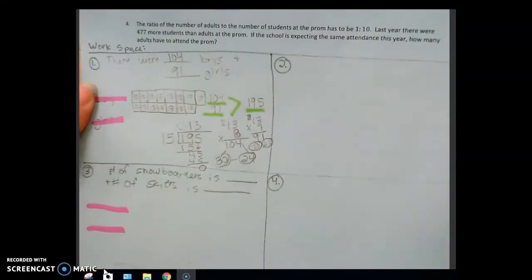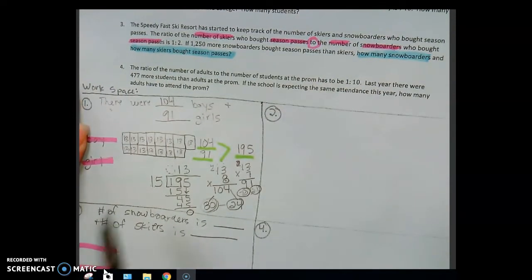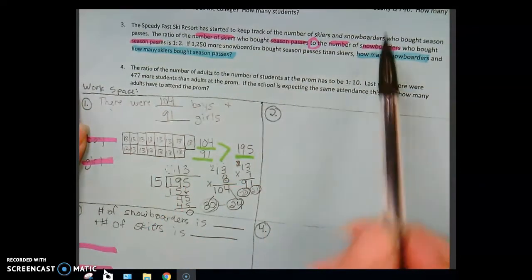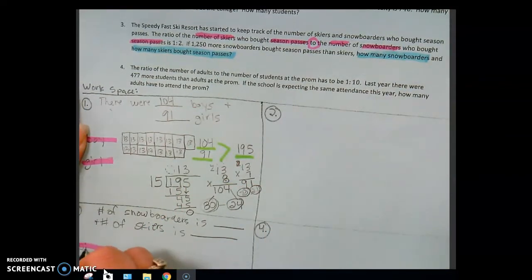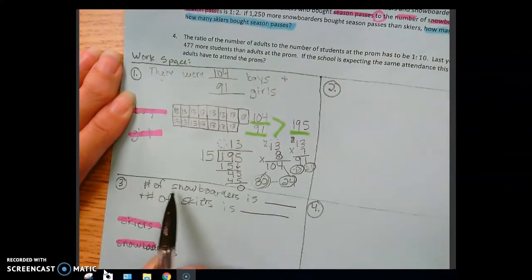Okay, so I determined my importance. So now my two titles here in order, number of skiers goes first, number of snowboarders goes second. Skiers, snowboarders. Okay, so I also noticed here, these are in different order, so I got to make sure that I'm being careful when I answer the questions.